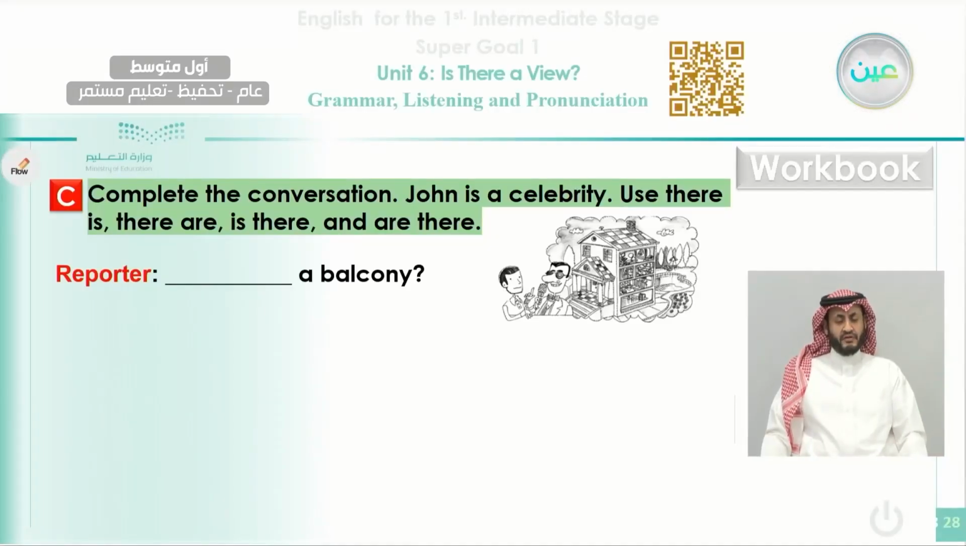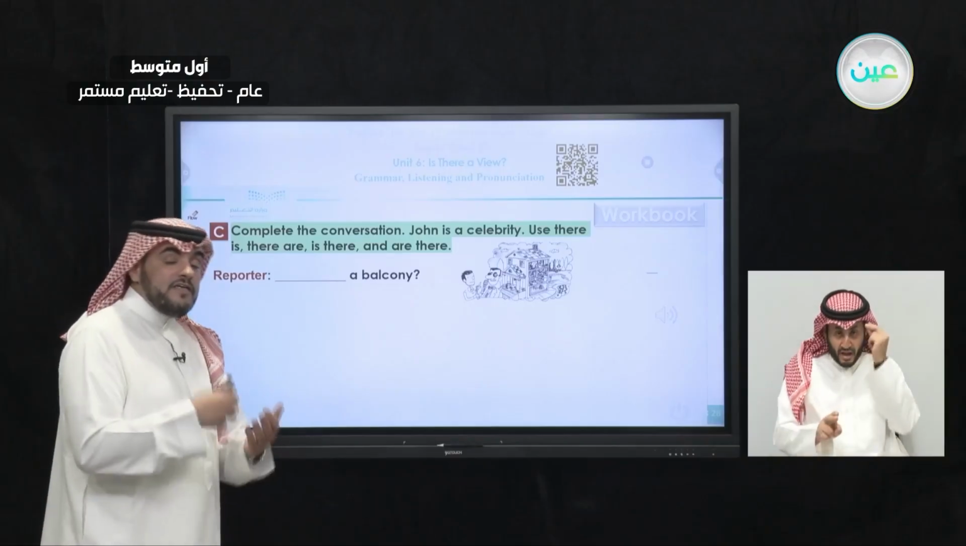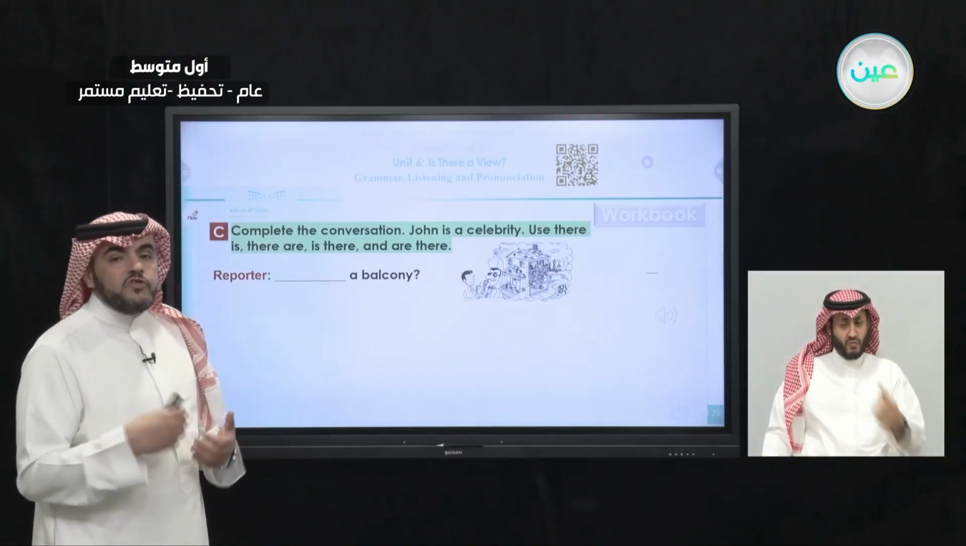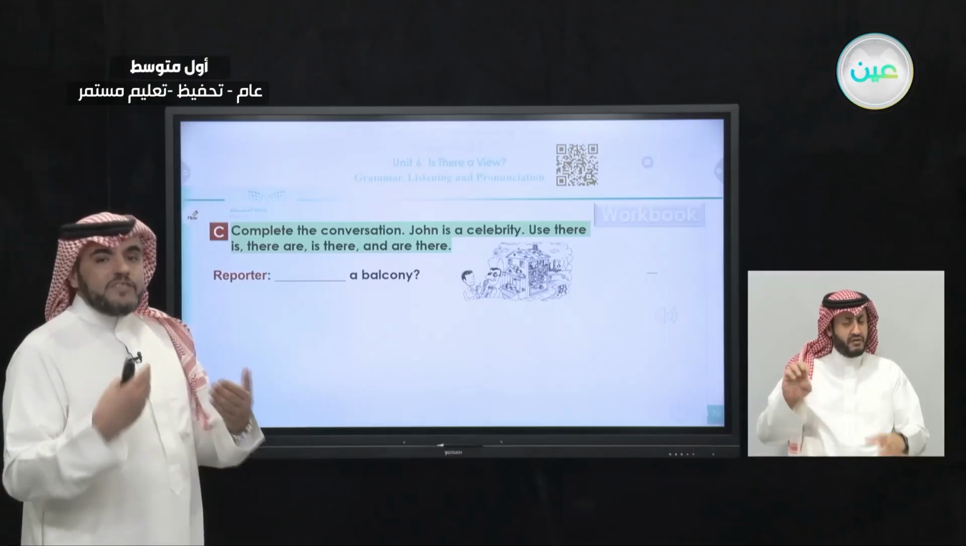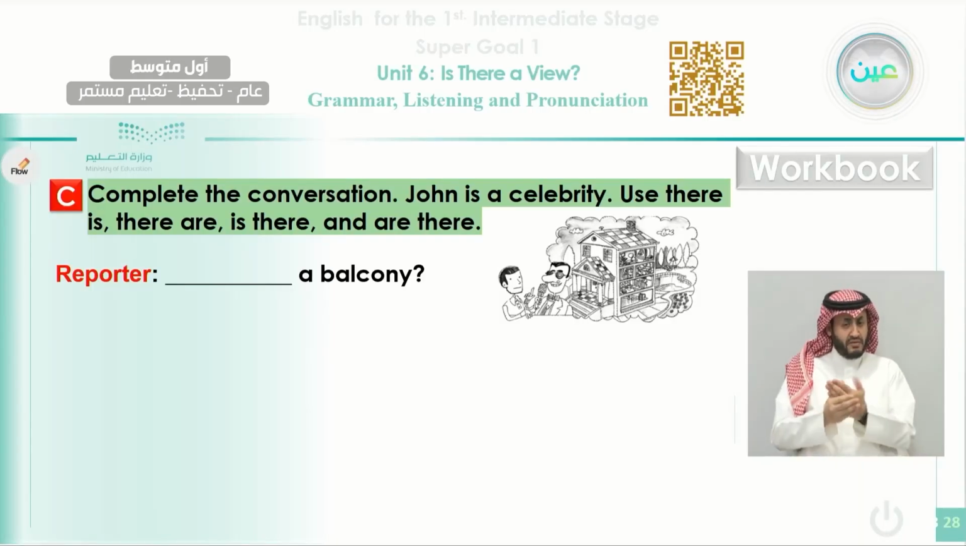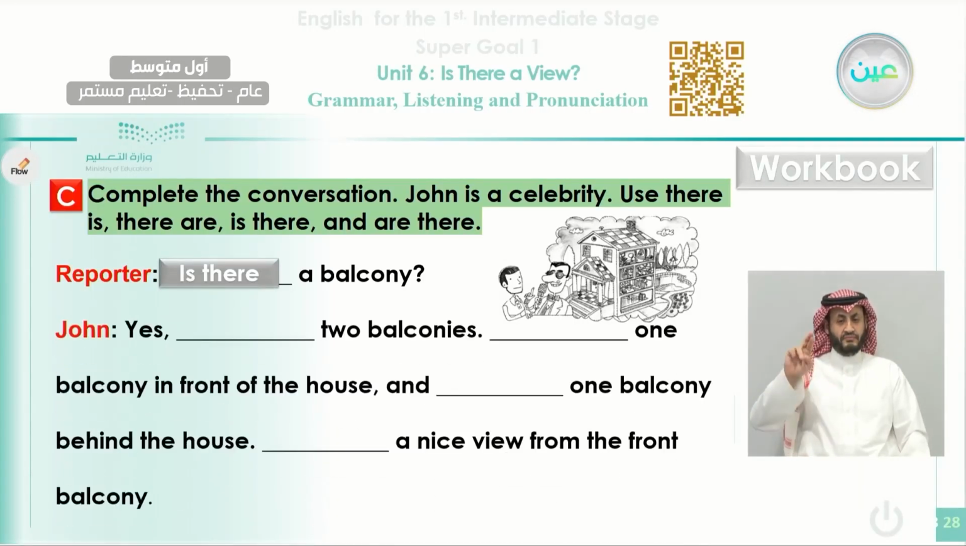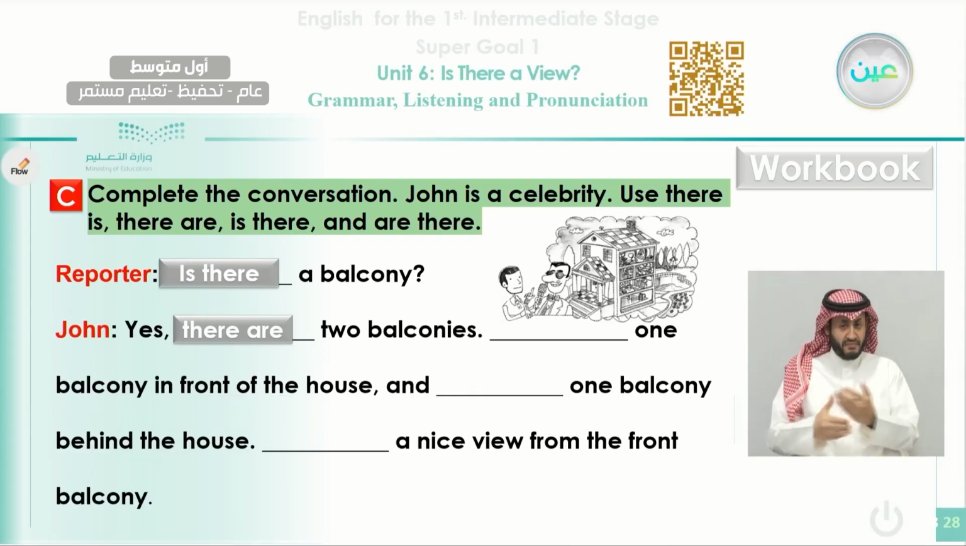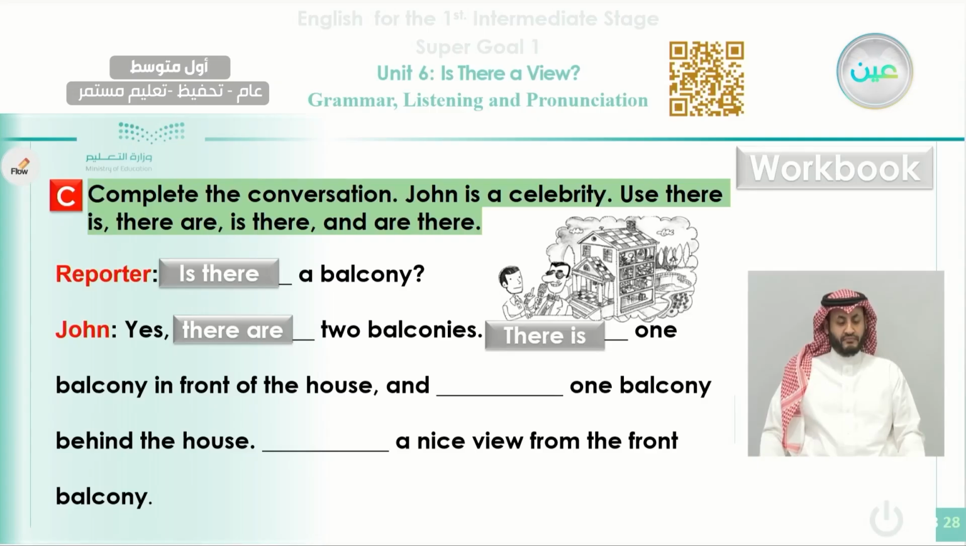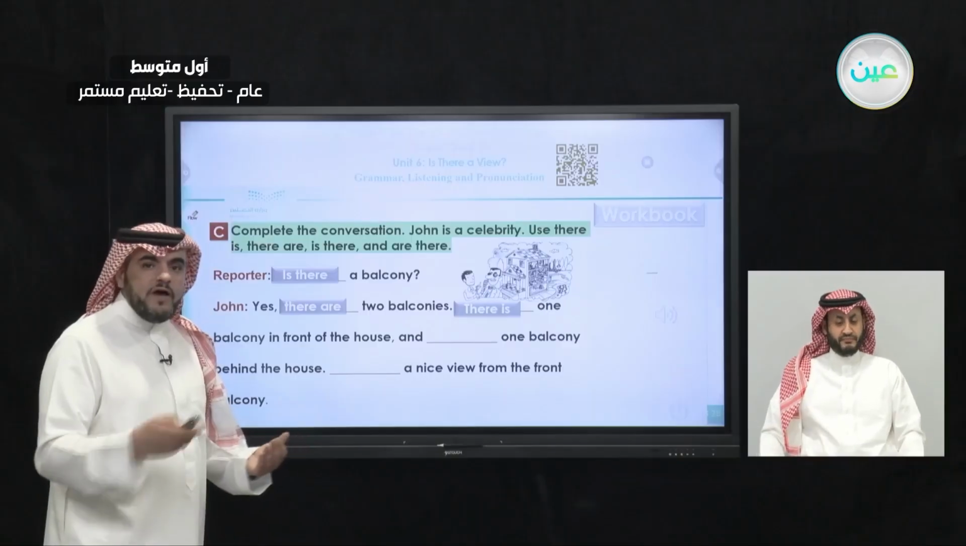We continue here with the reporter's question, a balcony. If you want to ask if the balcony is available in the house, do you say are there or is there? We say is there, because we're talking about 1 balcony. So here, is there a balcony? The answer here, the celebrity is answering, yes, there are 2 balconies. So we say there are, because we're talking about 2. 1 balcony in front of the house. Do you say there is or there are? We say there is, because he's talking about 1 now. There is 1 balcony. And 1 balcony behind the house. Also 1, we say there is.